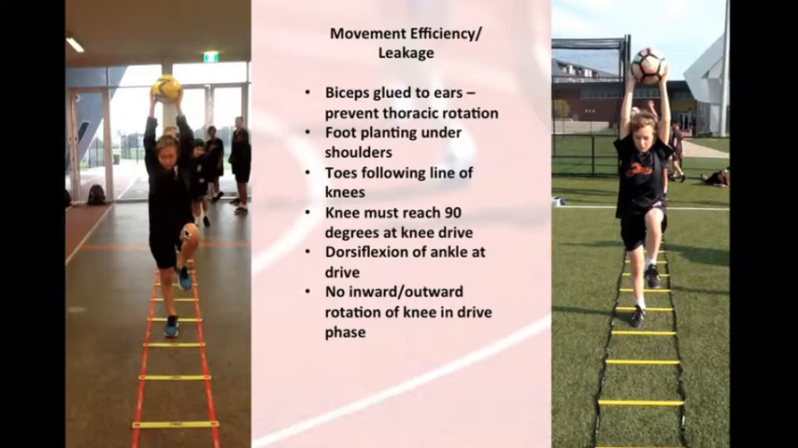On the right, where the Year 7 student responded well visually, he became competent on Class Dojo. The knee is coming up high and creating 90 degrees, so it's coming up and out. We've got nice dorsiflexion at the ankle, and biceps are glued to the ears to prevent thoracic rotation.